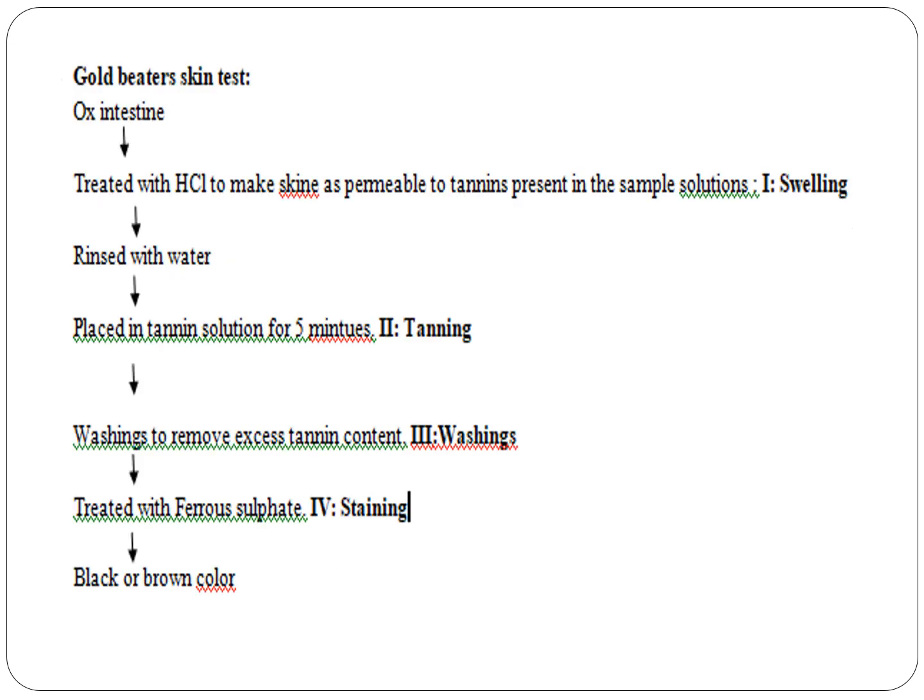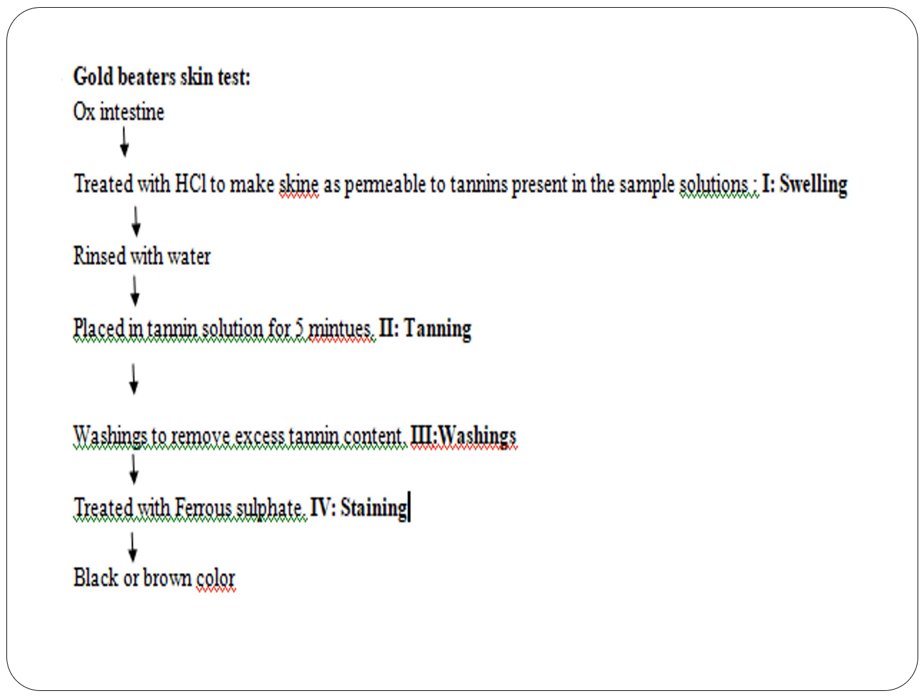So one of the tests to identify tannins is the gold beater skin test. Here the ox intestine is treated with HCl to make the skin permeable to tannins which are present in the solution, which is known as the very first step, swelling. After swelling is done, it has to be rinsed with water. Then the tanning procedure has to be done.